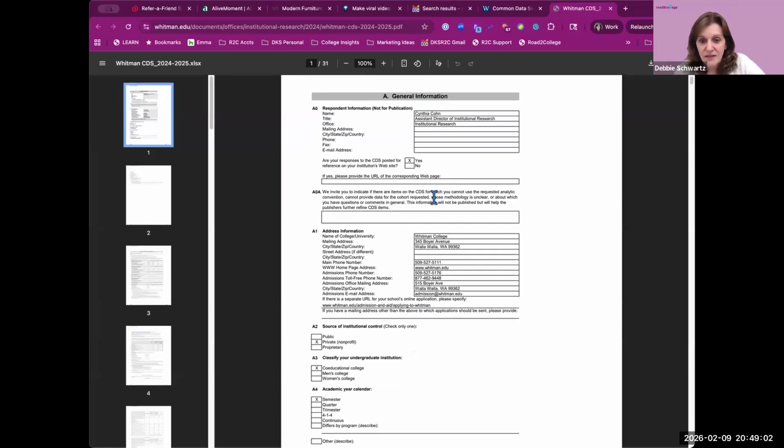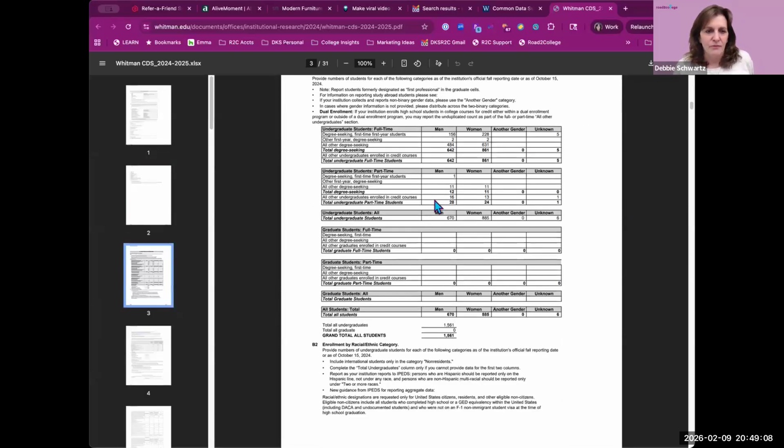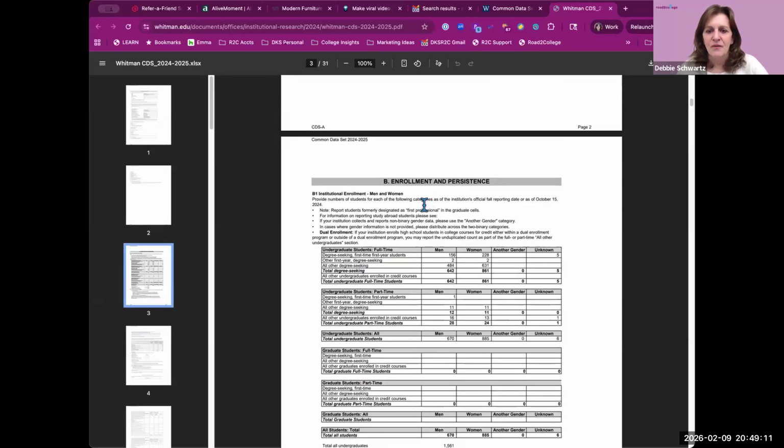At the beginning, this is, as it says, just general information, all about where the college is located. They might list who the president is, that type of stuff. Here's another interesting section. This is on enrollment. And as you can see, because this is for the Common Data Set 2024-2025, it even says here, this is for the number of students in the following categories as of the institution's official fall reporting date of October 15th. So that's actually another reason colleges don't even start to gather this information. They wait until October 15th to see who is enrolled.